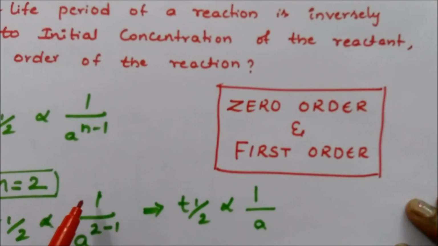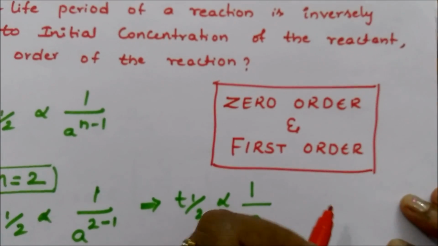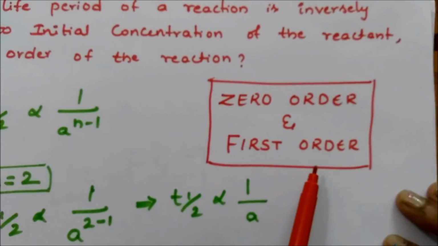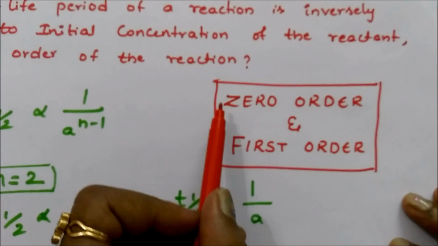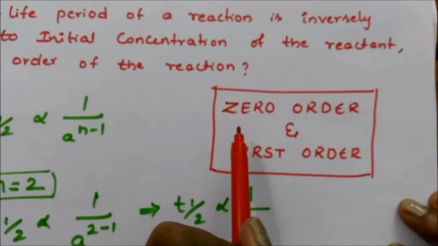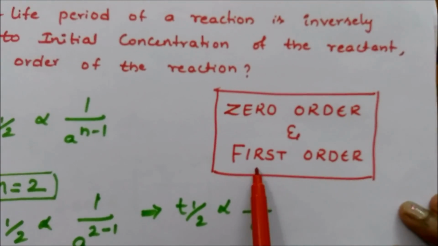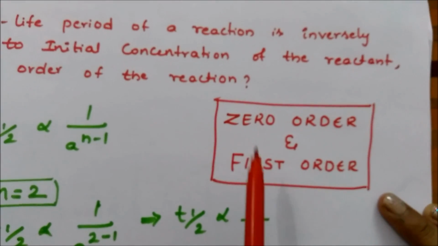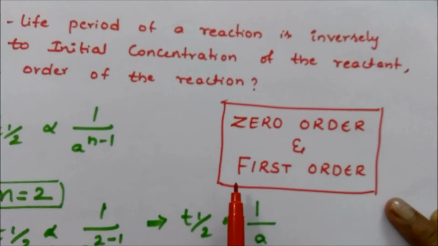Along with all these numericals, work out the rate constant derivations for zero order and first order reactions. Very, very important, these two derivations. Rate constant for zero order and rate constant for first order, and half-life periods for both zero order and first order. Very, very important.